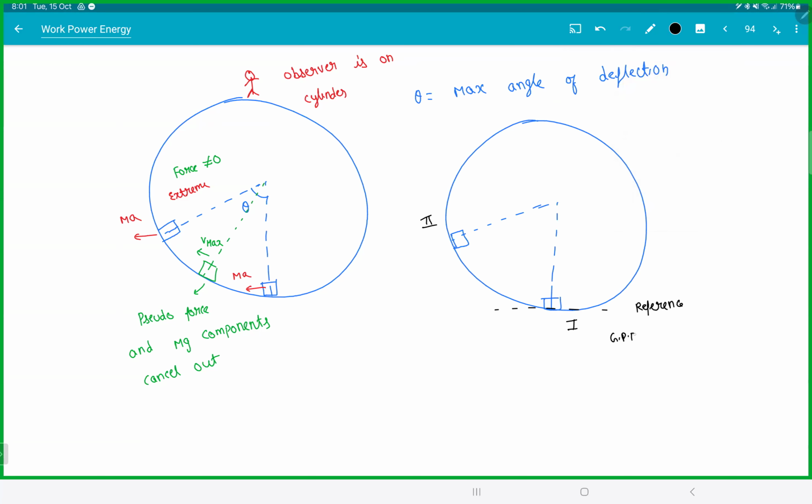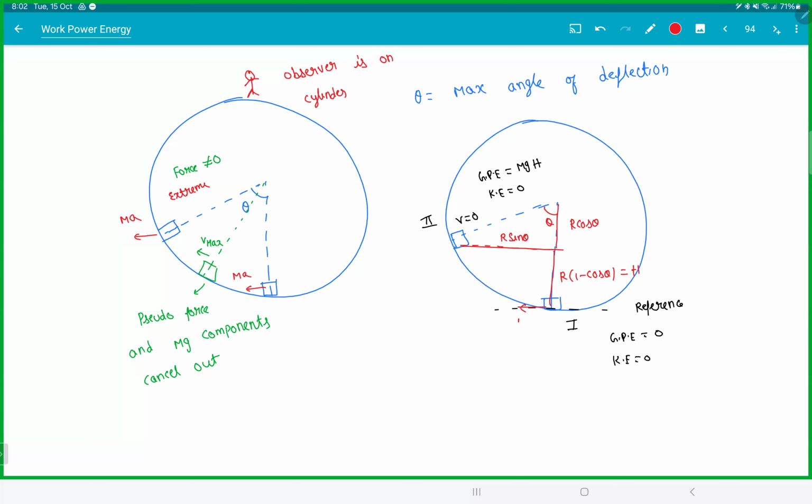Gravitational potential energy, zero. Kinetic energy, zero, because you're starting from rest. In state two, gravitational potential energy is mgh. Kinetic energy, zero. This angle is theta. If this is r, this length will be r cos theta, and this length will be r sin theta. And this would be r into (1 minus cos theta). That is your height h actually.